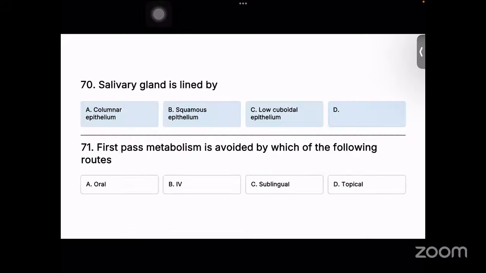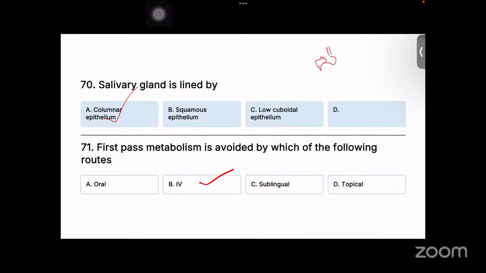Next, salivary gland is lined by what epithelium? Pretty straight question. Columnar epithelium. Next, first pass metabolism is avoided by which of the following routes? IV. Some will say, sir, why not sublingual? Why not topical or transdermal? Sublingual is also right. But the basic ones are buccal, rectal, IM, IV, inhalation, except oral, because the oral one goes into the liver and then goes into the systemic circulation.